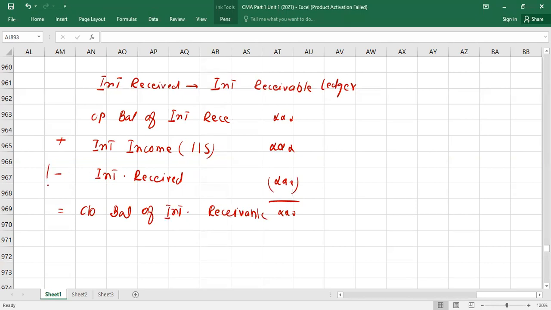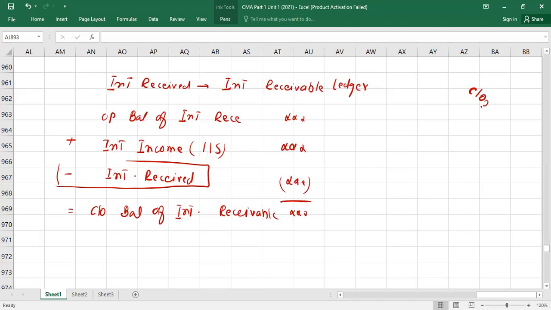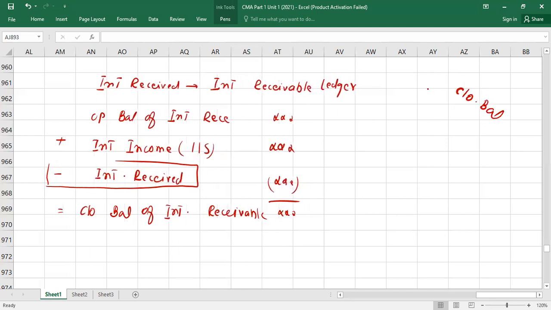And I want this value for the cash flow statement: interest received. How can we reverse the equation? Help me. Closing balance minus interest income minus opening balance of interest receivable is equal to interest received, right? Clear? This value we need for the statement of cash flows.